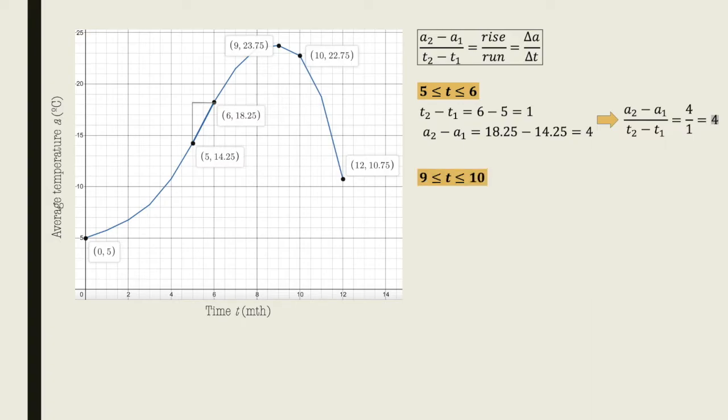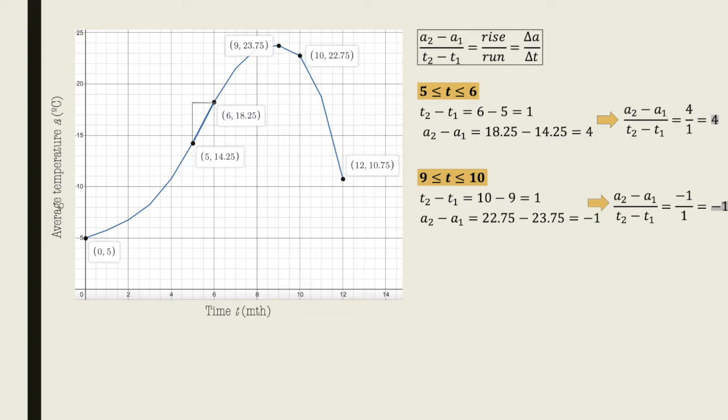We may repeat this process once again with the interval between t equals 9 and t equals 10. I shall skip the explanations of the calculations, as I am certain it is sufficiently clear to everyone now. However, now we notice that we have gotten a negative value here, a negative rate of change. That was to be expected, as we can visibly see on the graph how the line is moving downwards and how it has a negative gradient.